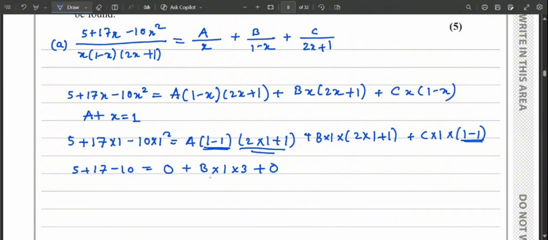That's why we can calculate the value of b very easily from this equation. We just have to make b the subject of this equation. So if we simplify now, we get 12 is equal to 3b, or b is equal to 12 by 3, so b is equal to 4.